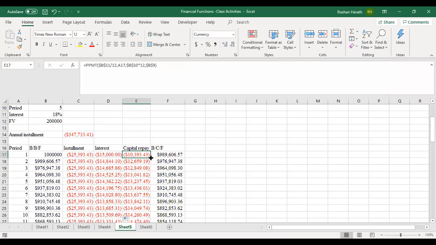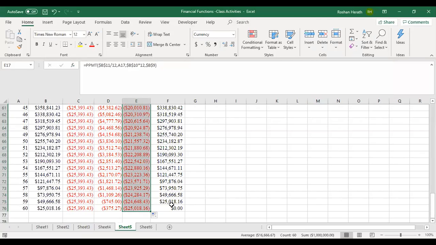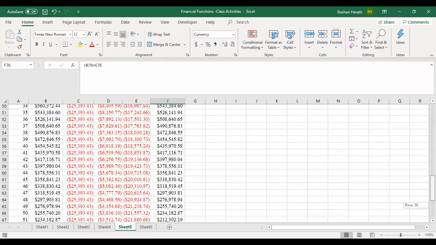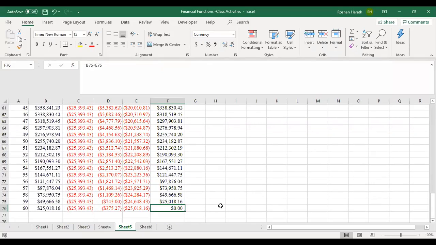You can simply double click that, then it will take it up to the bottom. Here you can see at the end, this has become 0. So you have fully paid the loan once you settle the 60th installment. So here we have assumed that you need not have a saving, but just repay the loan. If that is the case, this is what you would have paid.